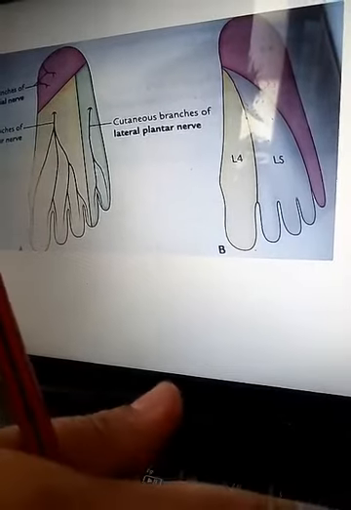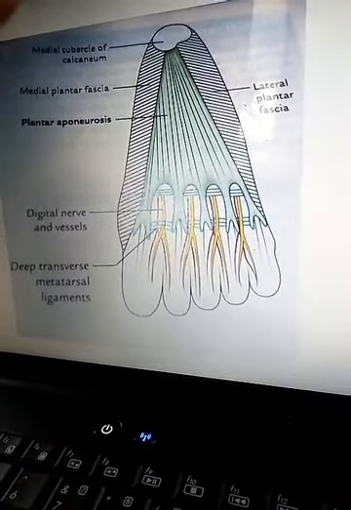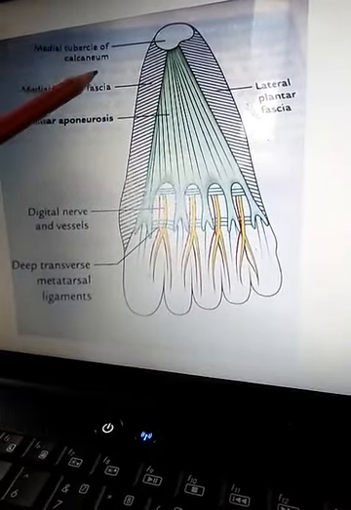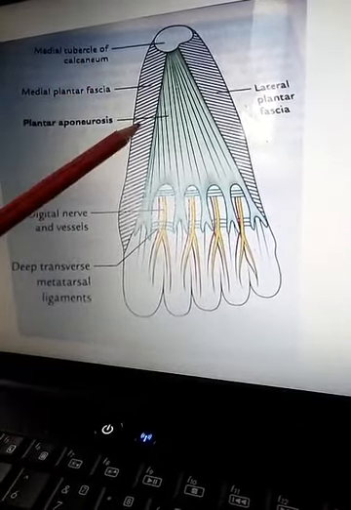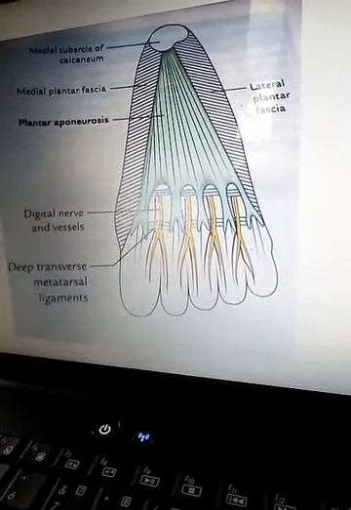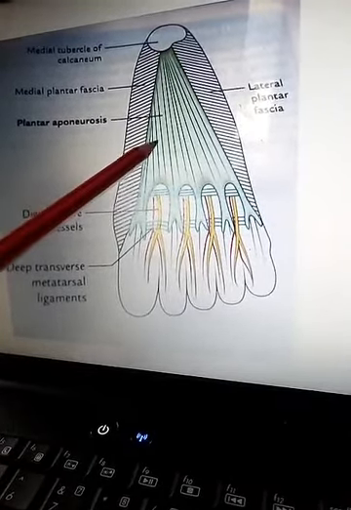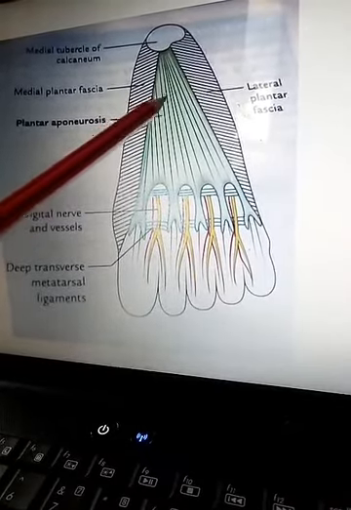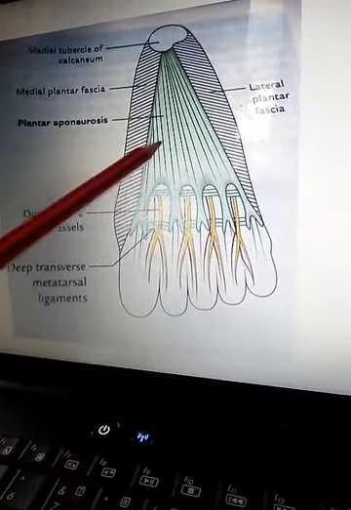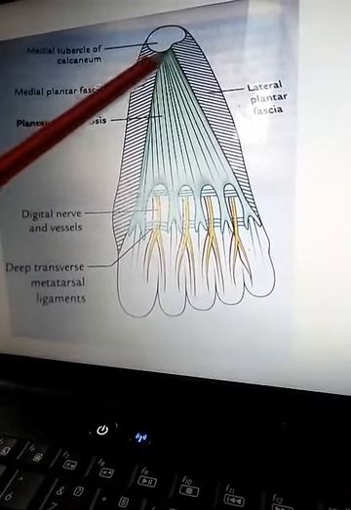The deep fascia in the region of the sole consists of three parts: central part, medial part and lateral part. The central part of the deep fascia is very thick and is termed as plantar aponeurosis. Now this plantar aponeurosis is the thickened central part of the deep fascia of the sole. It is triangular in shape and occupies the central region of the sole. The apex of the plantar aponeurosis is attached to the medial tubercle of the calcaneum.